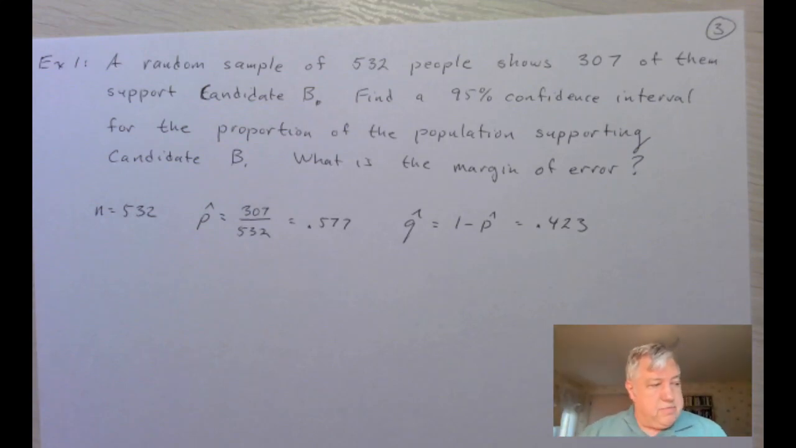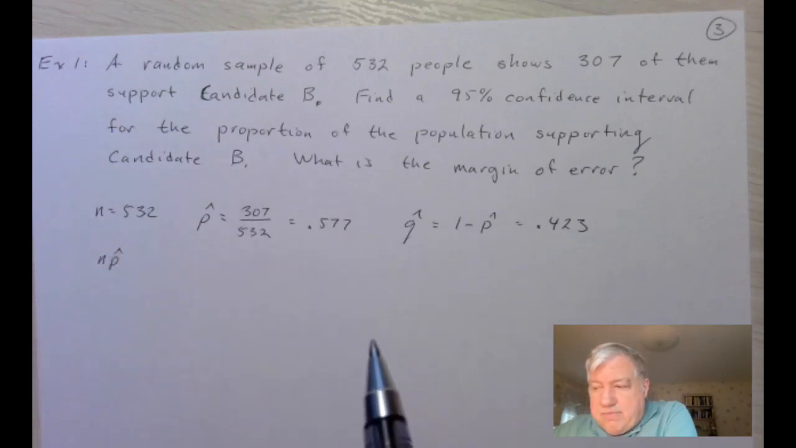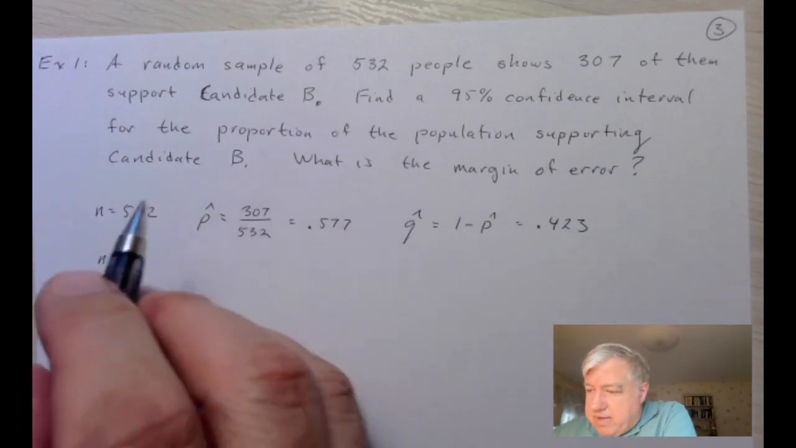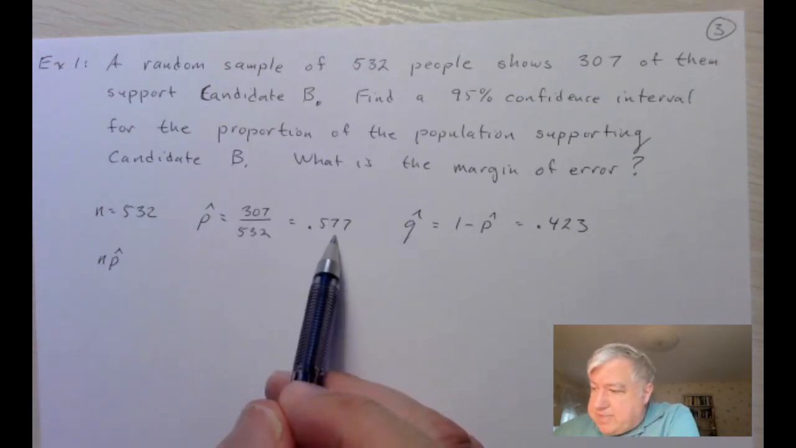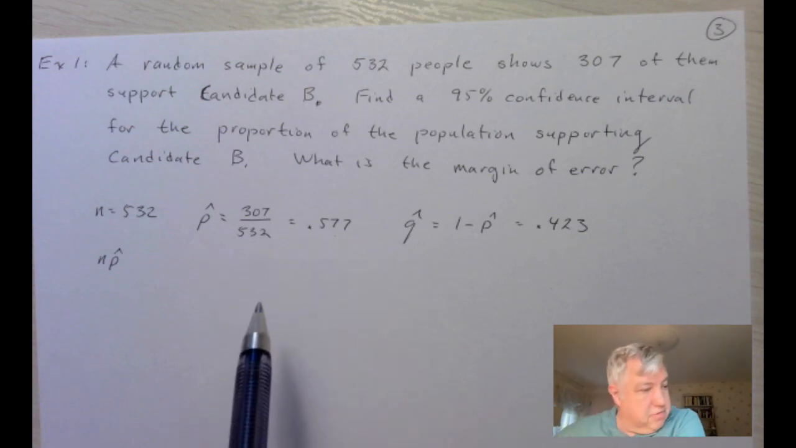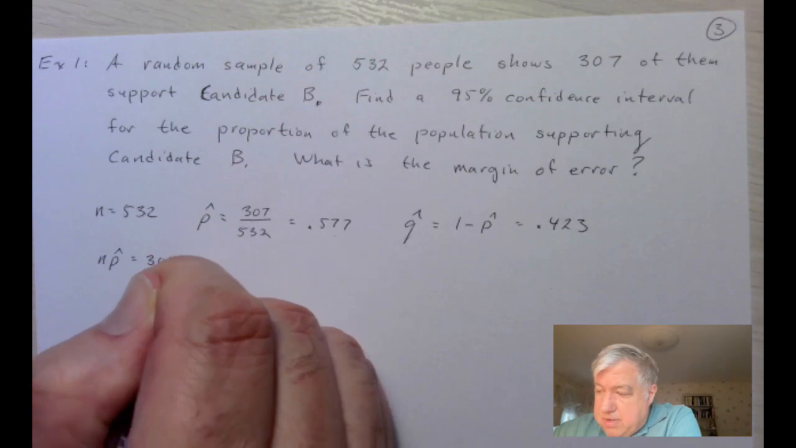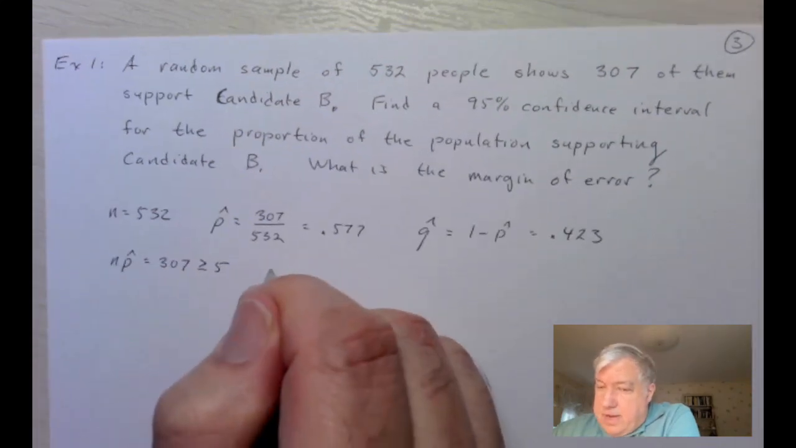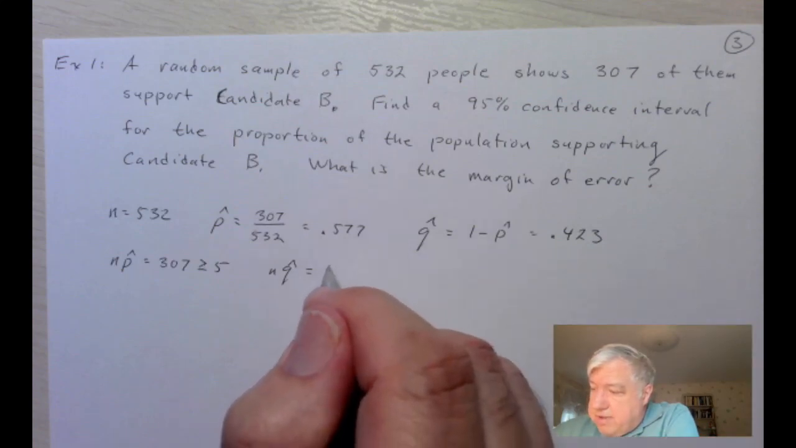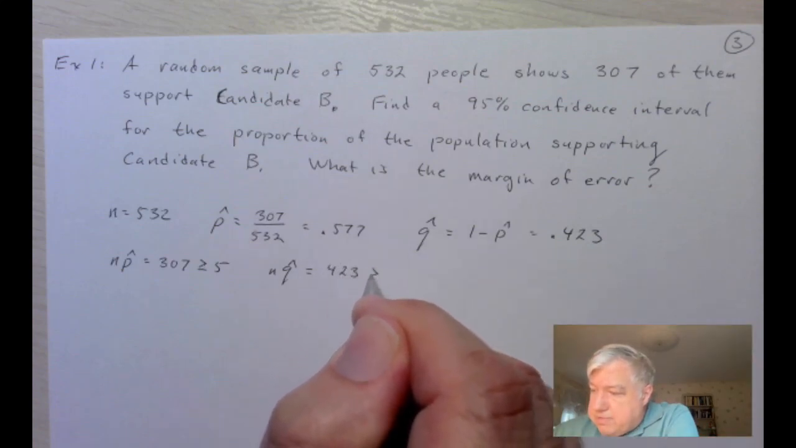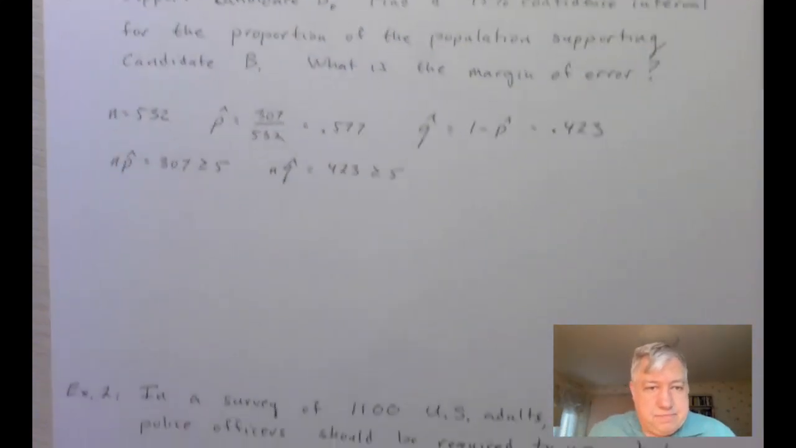So now it's pretty easy to compute that np hat and nq hat are both bigger than 5. In fact, they're way bigger than 5, right? np hat would be 0.577 times 532. That is 307. That's certainly greater than 5. And nq hat would be, in this case, 423. And that's certainly bigger than 5. So we're good. We can go ahead and proceed.